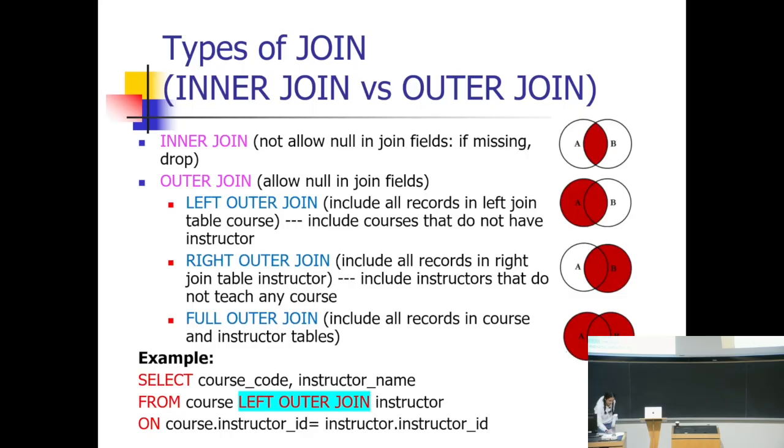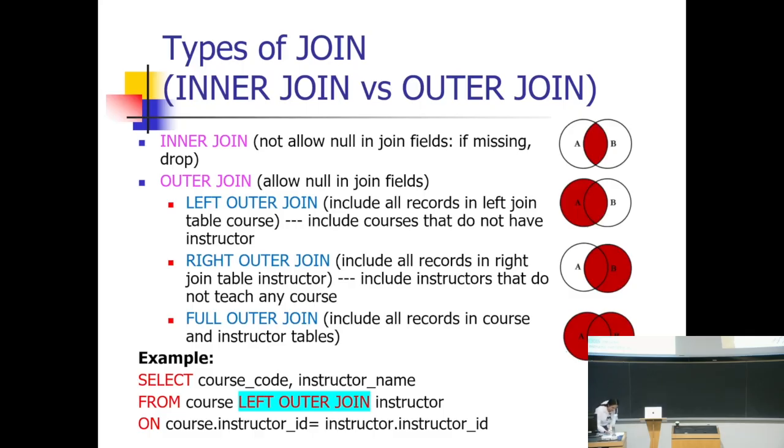But is it okay if I have instructors that are not teaching any course? No, it doesn't return those values, right? So this is not okay. This is, for example, if you use left join between course and instructor, where course is the left table.